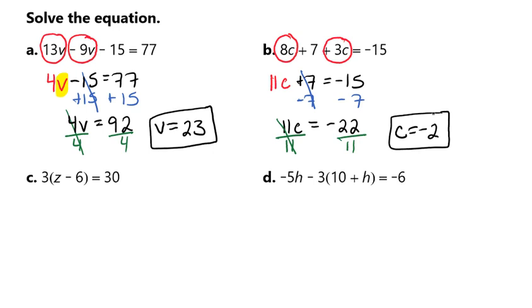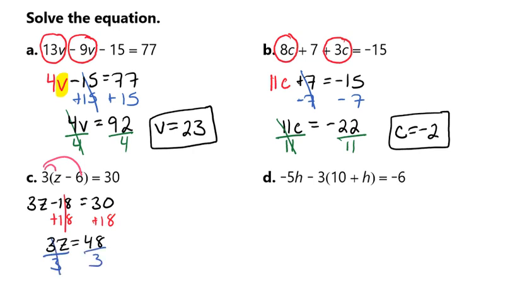Let's take a look at these next two examples. These ones are going to require some distributing first. So we'll distribute our 3 here, and that's going to give us 3z minus 18 equals 30, and now we're at a two-step equation. So we will add 18 to both sides, and that's going to give us 3z equals 48. Then we'll divide both sides by 3, and that's going to give us z equals 16.